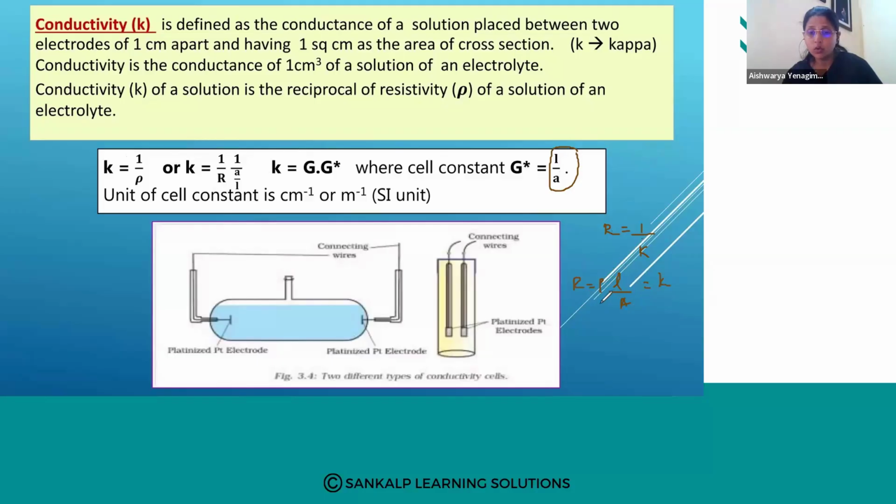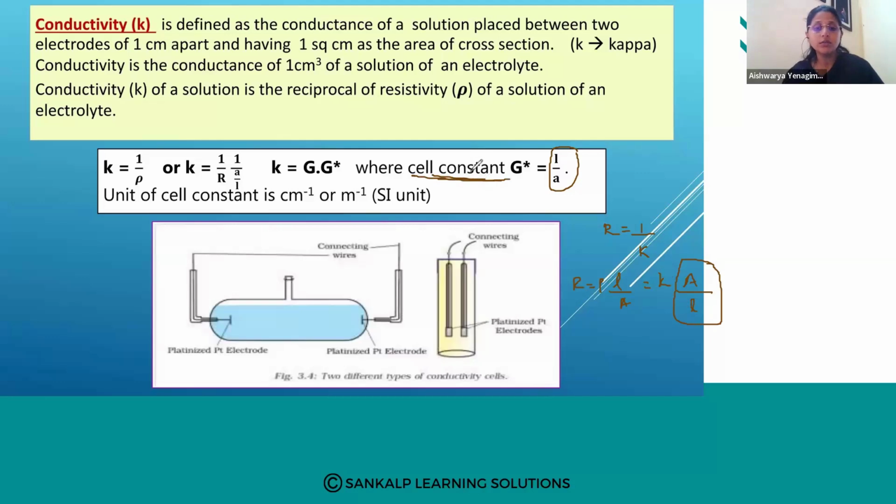So 1 by rho, A by L. So 1 by rho is kappa into A by L. This particular thing, kappa, is called the conductivity. A by L is called the cell constant. A by L is called cell constant. It is called cell constant.